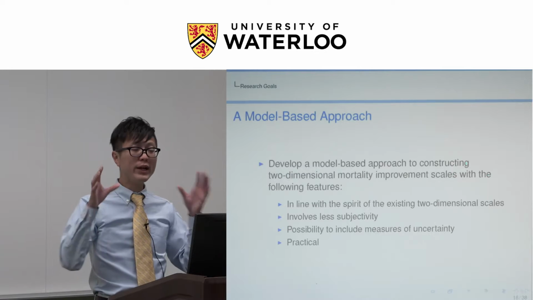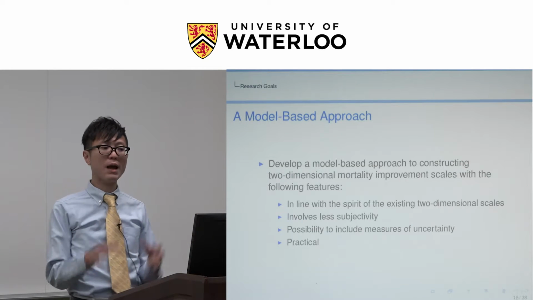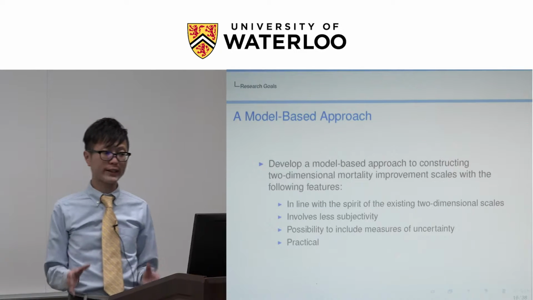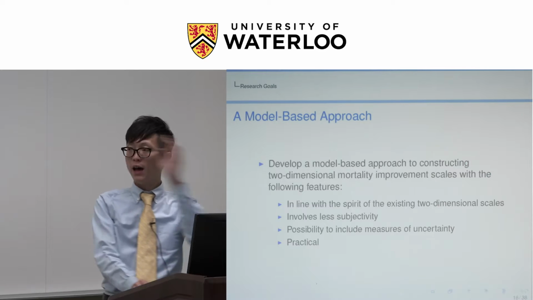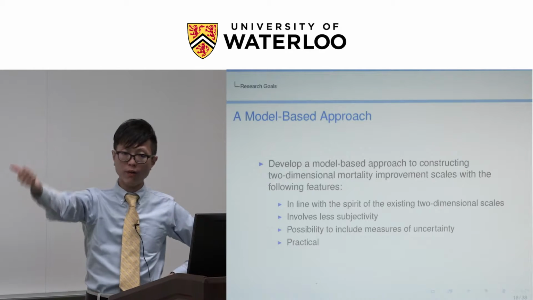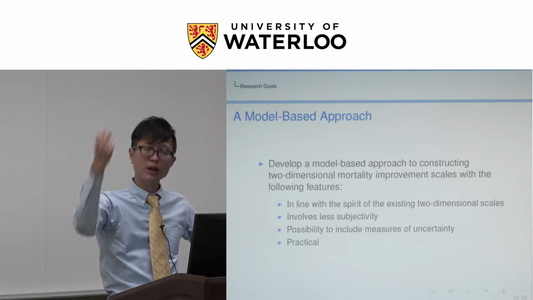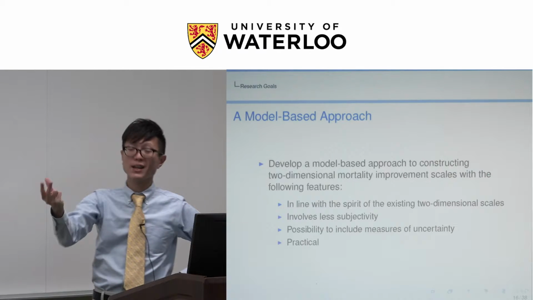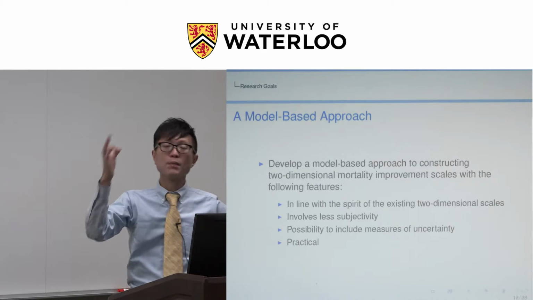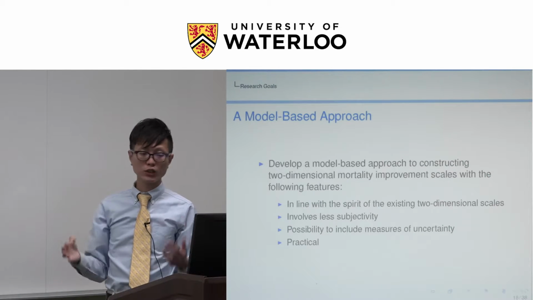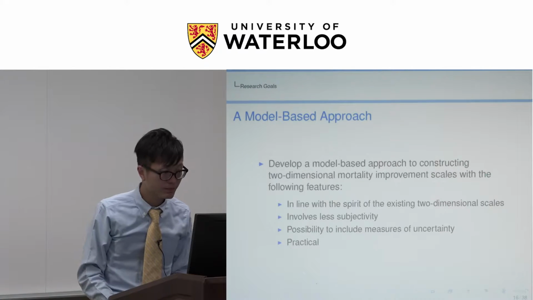Our research goals are developed to mitigate the problems that are found in the existing two-dimensional scales. In particular, we consider a model-based approach. We develop a model-based approach to constructing two-dimensional mortality improvement scales with various features. Number one, in line with the spirit of the existing two-dimensional scales. Number two, involves less subjectivity. Number three, has the possibility to include measures of uncertainty. And number four, is practical.